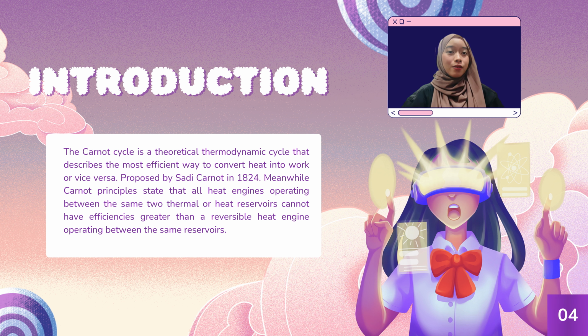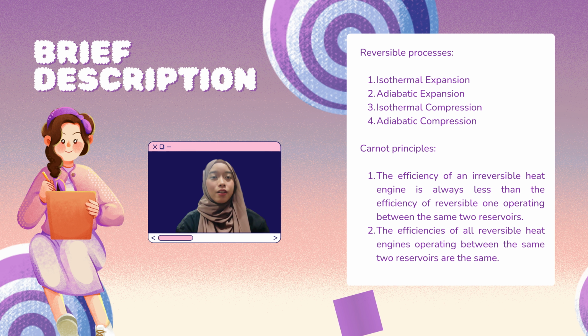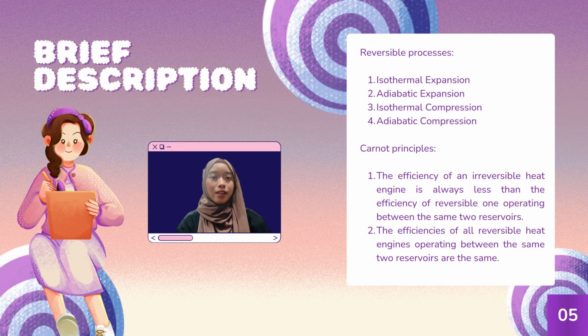So now, what is the Carnot cycle? The Carnot cycle is a theoretical thermodynamic cycle that describes the most efficient way to convert heat into work or vice versa. It was proposed by Sadi Carnot in 1824. Meanwhile, Carnot principles state that all heat engines operating between the same two thermal or heat reservoirs cannot have efficiencies greater than a reversible heat engine operating between the same reservoirs. The Carnot cycle consists of four reversible processes. The first one is isothermal expansion, then adiabatic expansion, isothermal compression, and the last one is adiabatic compression.